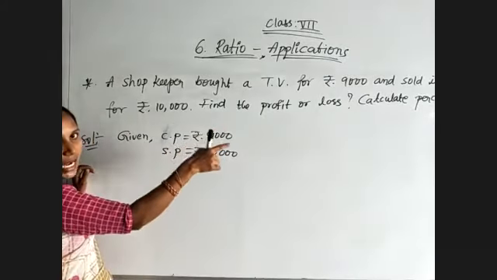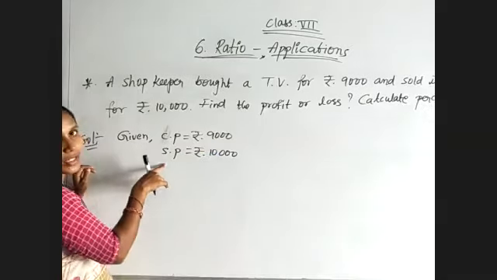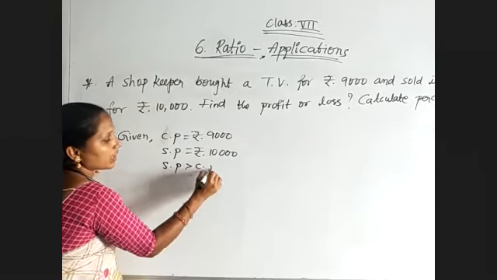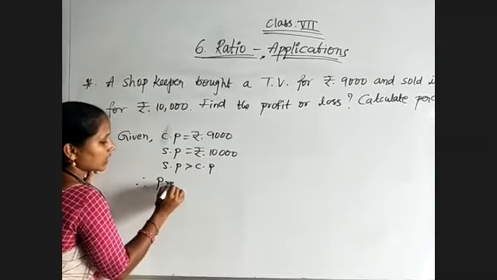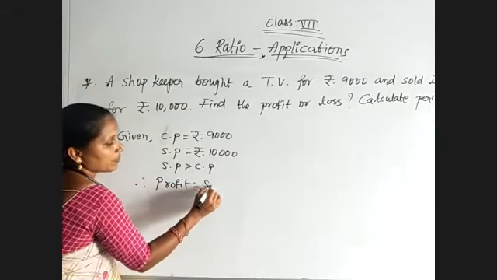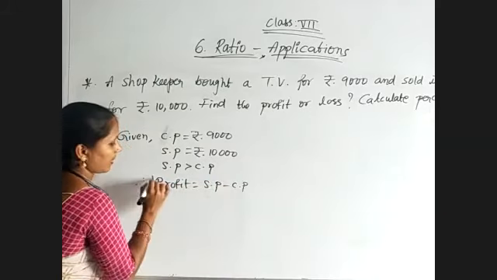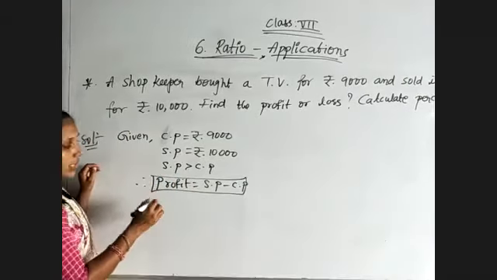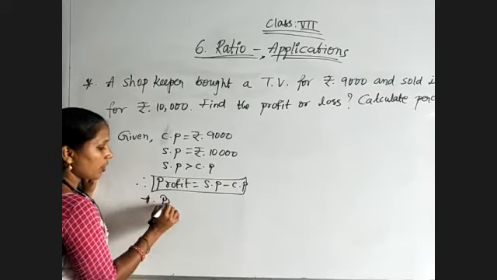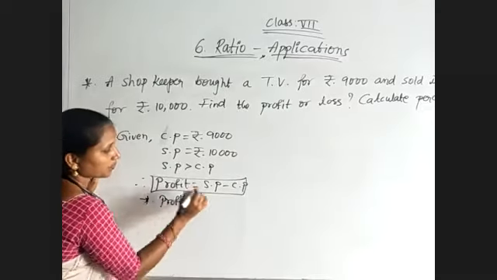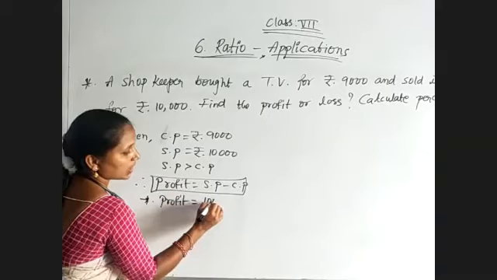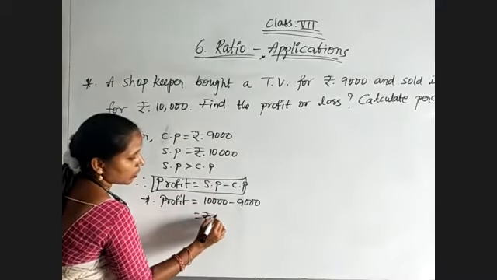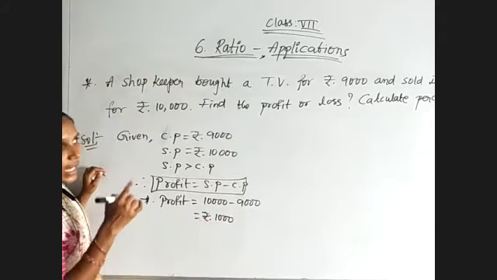They are asking to find the profit or loss. He is getting profit, so we need to find out the profit. SP is more than CP. Therefore, profit is equal to SP minus CP. By using this formula, we find how much profit he is getting. Profit is equal to SP 10,000 minus 9,000, which is equal to 1,000 rupees profit.